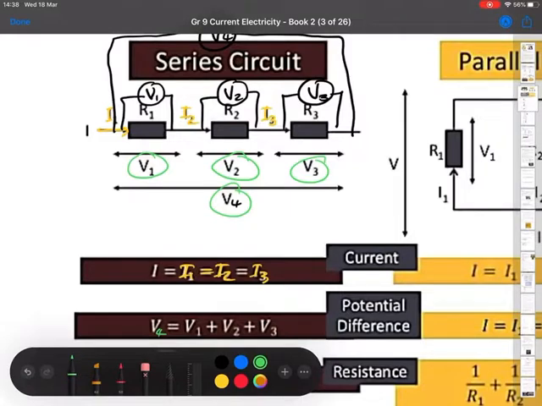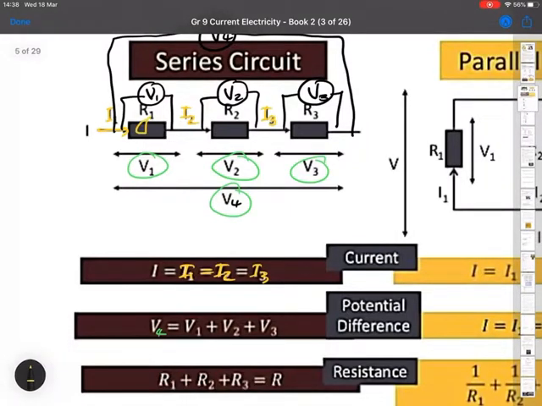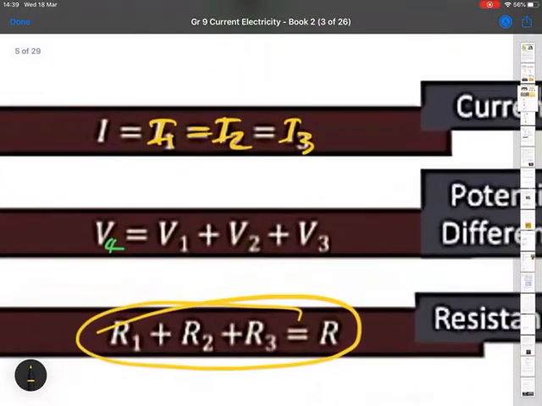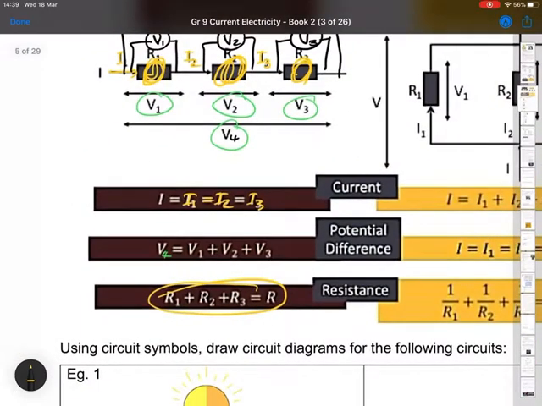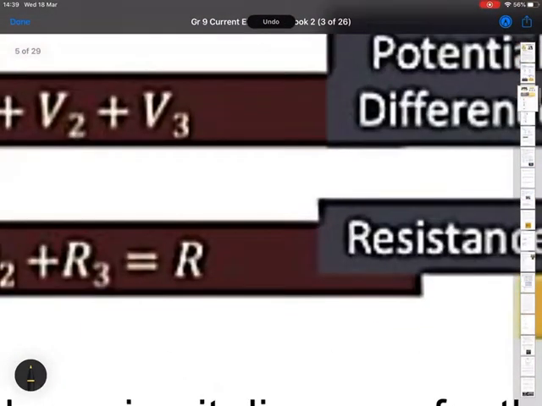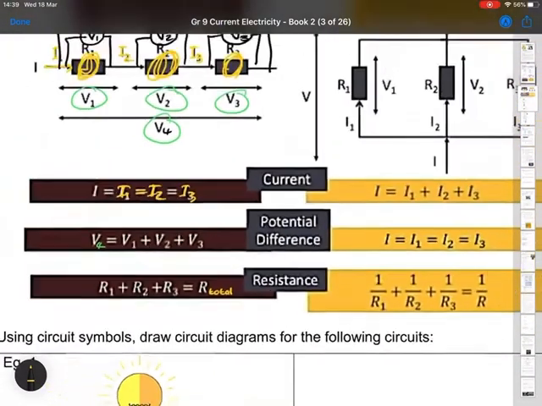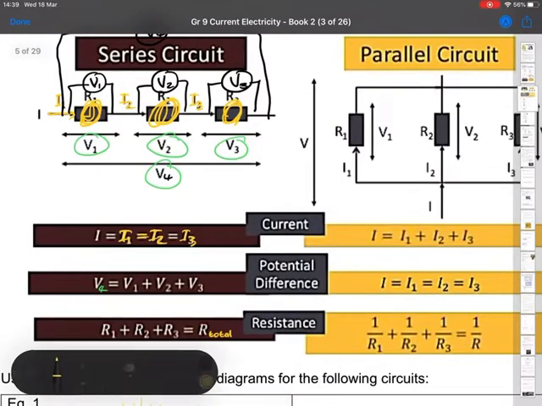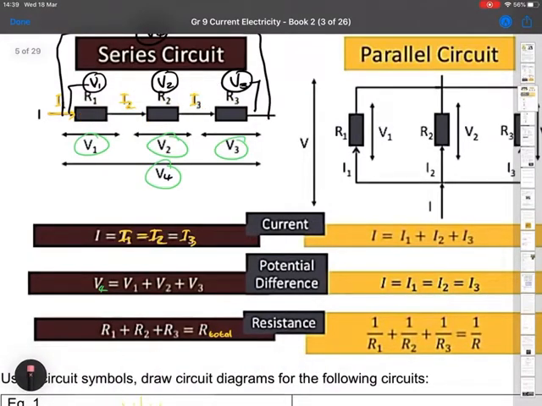Okay, and if you wanted to get resistance, you'd have to add up the resistance of resistor 1 plus resistor 2 plus resistor 3, and that would give you the total resistance in a series circuit. So in a series circuit, add up all the resistors to give you total resistance. If you want, you can call this R total.